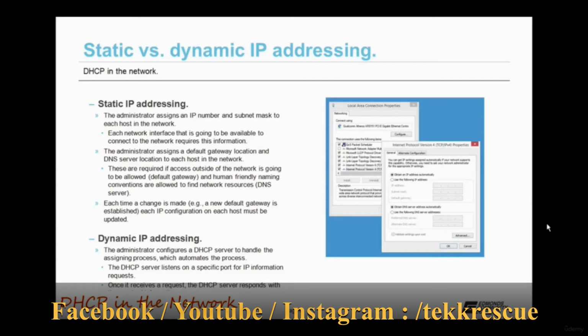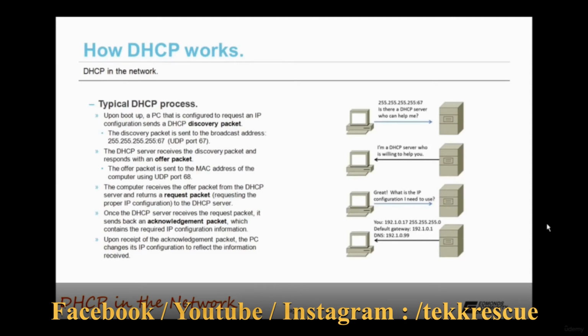Now, with dynamic IP addressing, the administrator configures a DHCP server to handle the assignment process, which actually automates the process and eases management. The DHCP server listens on a specific port for IP information requests. Once it receives a request, the DHCP server responds with the required information. Now let's move on to how DHCP works. Here is the typical DHCP process.